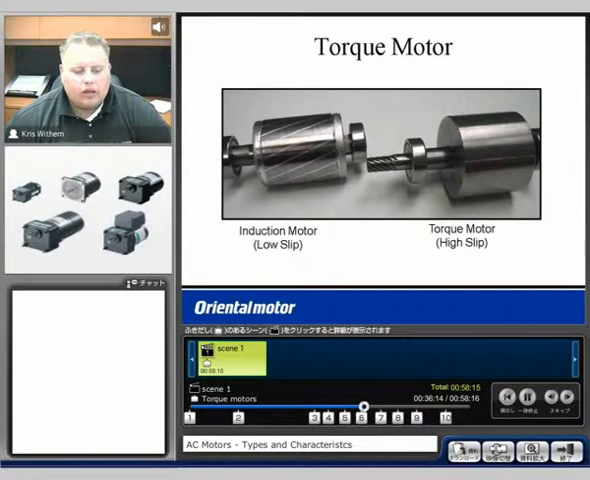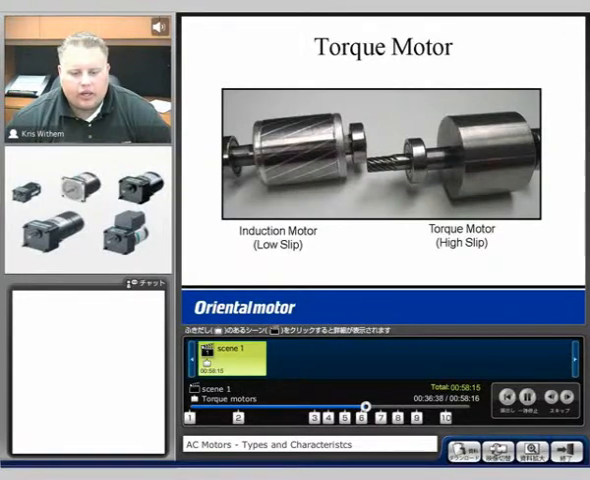Now here, when we look at the motor rotors, we see the torque motor is a very specialized motor in that it has a high slip rotor. Our other AC motors have a low slip rotor. What this means is that the rotors rotate very closely behind the rotating magnetic field. So the high slip rotor is made of one solid piece.